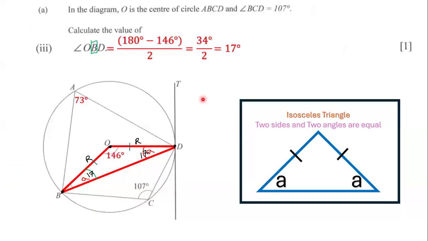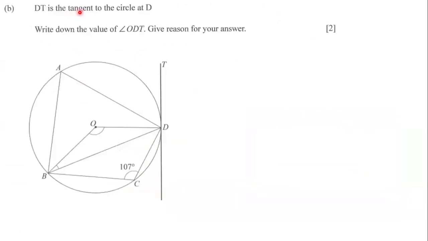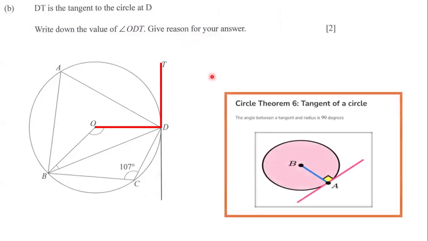Now the next part of this question says that DT is the tangent to the circle at D. Write down the value of angle ODT and give a reason for your answer. We have this theorem, the tangent of a circle, and it says that the angle between a tangent and the radius is 90 degrees. So we have a radius and we have the tangent. The angle formed between the radius and the tangent is 90 degrees.